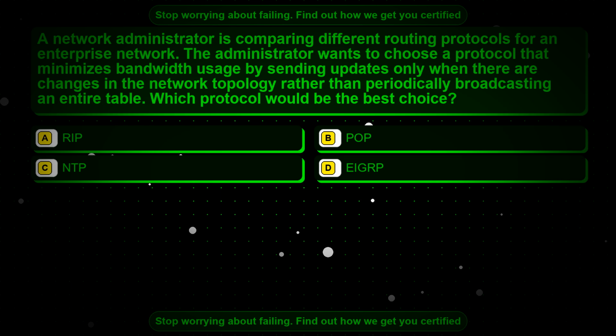Question 10. A network administrator is comparing different routing protocols for an enterprise network. The administrator wants to choose a protocol that minimizes bandwidth usage by sending updates only when there are changes in the network topology rather than periodically broadcasting an entire table. Which protocol would be the best choice? Option A, RIP. Option B, POP. Option C, NTP. Option D, iGroup.